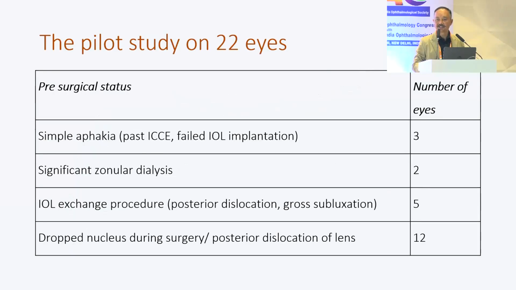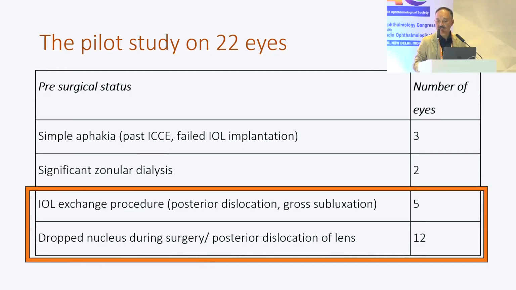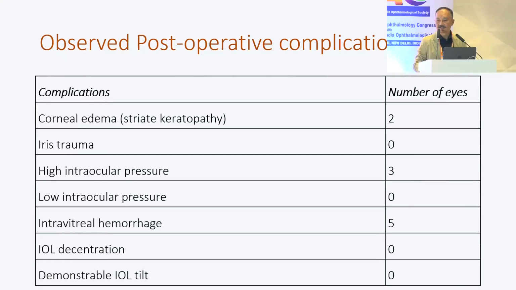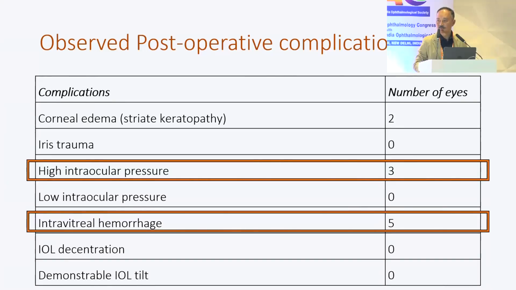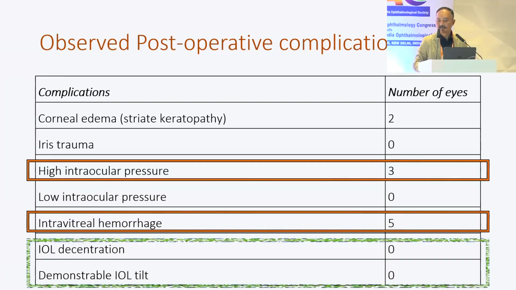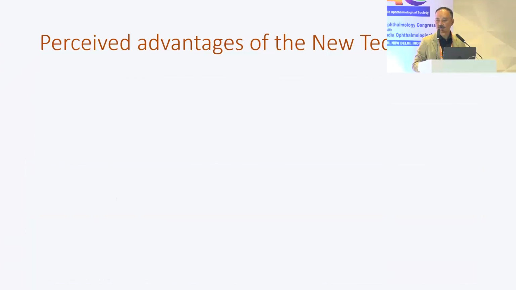The pilot study in 22 eyes, by the time we submitted this presentation, we faced mostly the cases with cataract surgery complications. In post-op, we faced high intraocular pressure and some intravitreal hemorrhage, which could be manageable. But the beauty is that there was no IOL decentration and no demonstrable IOL tilt.